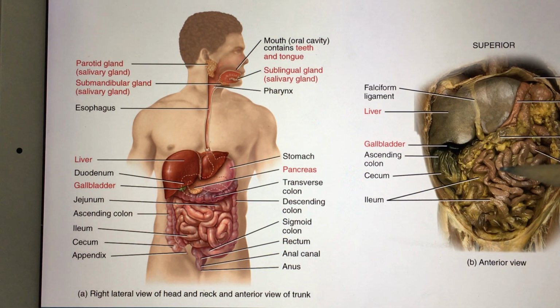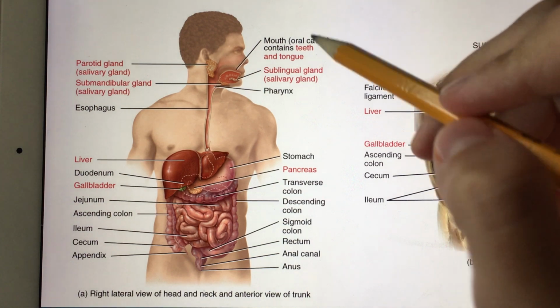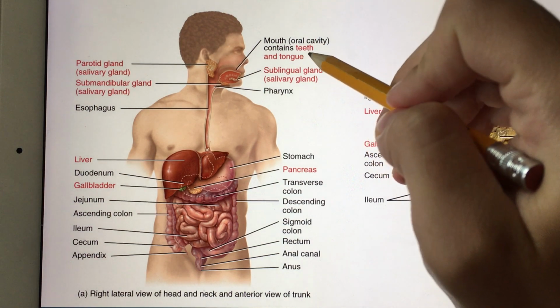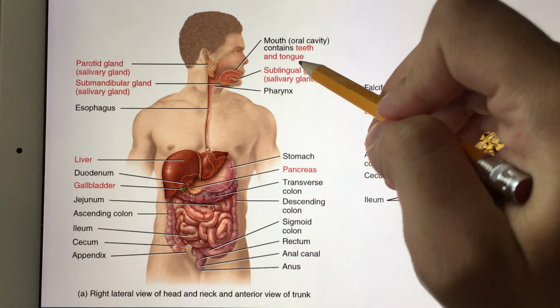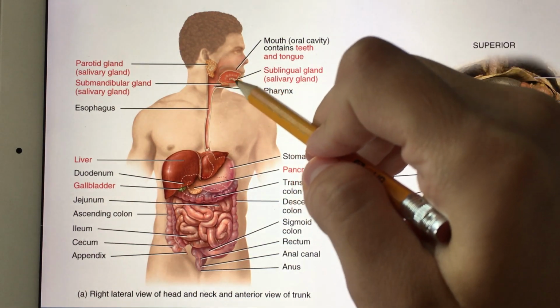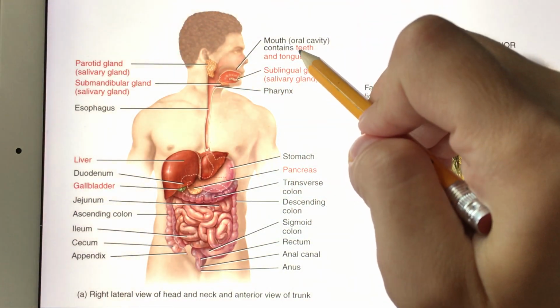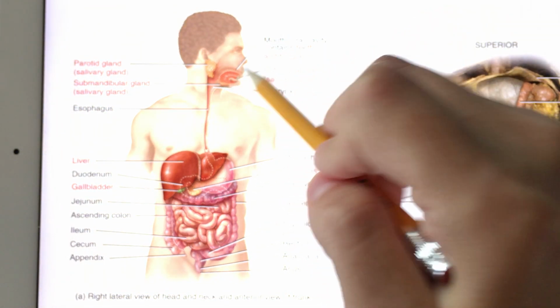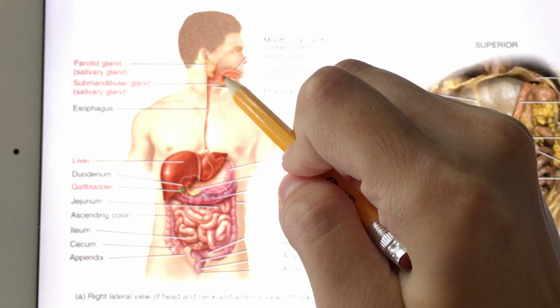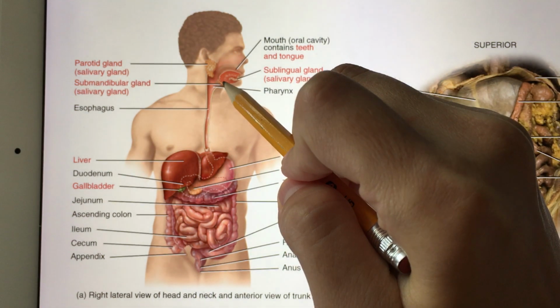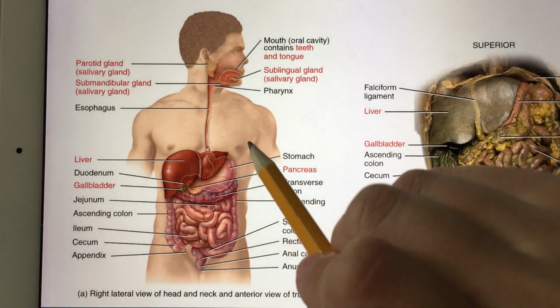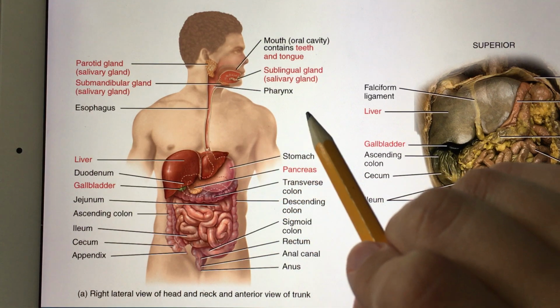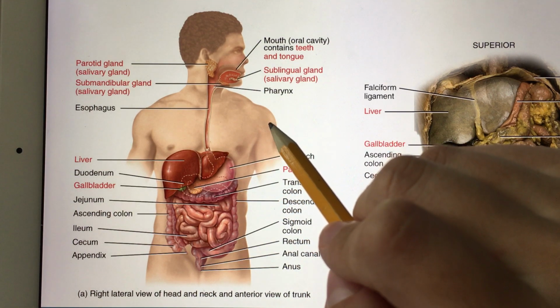Now, the accessory structures of the digestive system, they are highlighted here in red, and they begin in the mouth, the oral cavity. The first accessory structure is the teeth. There's going to be upper teeth and the lower teeth. Tongue is a muscular organ that helps to move food around when chewing. It is also, of course, involved in speech.